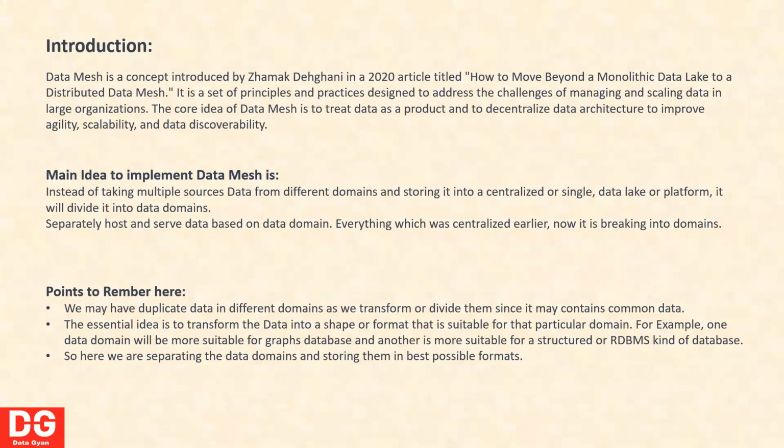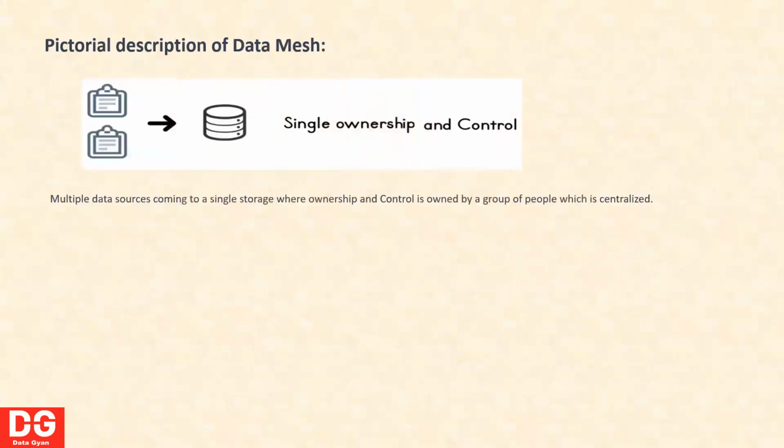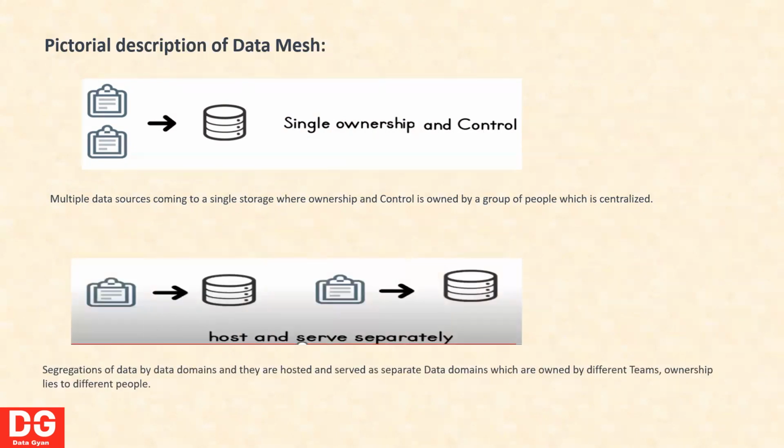I'll tell you in a pictorial format how it is. This is the earlier data architecture, which looks like this: multiple data sources coming to a single storage, where ownership and control is held by a centralized group of people. This is the architecture that was followed before data mesh. And now the data mesh concept: segregation of data by data domains, which are hosted and served as separate data domains owned by different teams.